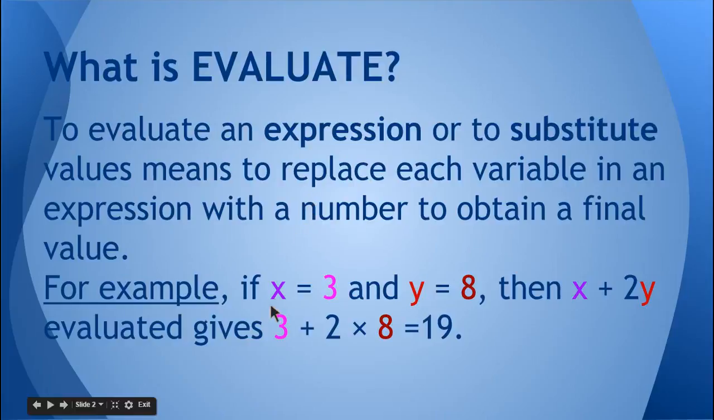For example, if we say x is equal to 3 and y is equal to 8, then we substitute in the expression x plus 2y. To evaluate it means we substitute the 3 in for the x and the 8 in for the y. So we get 3 plus 2 times 8 equals 19.